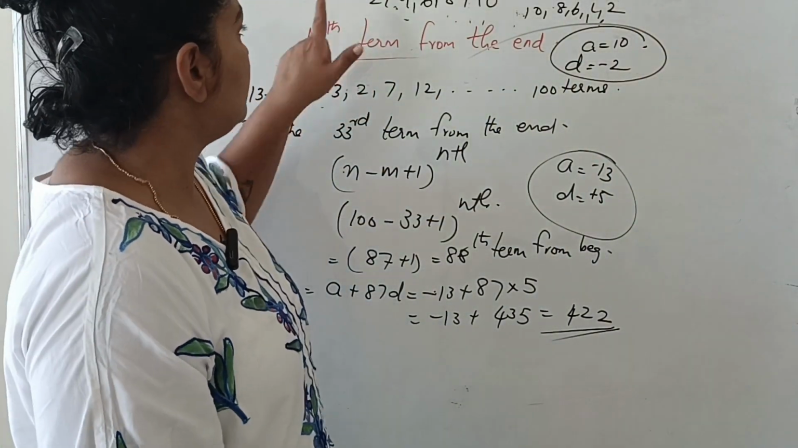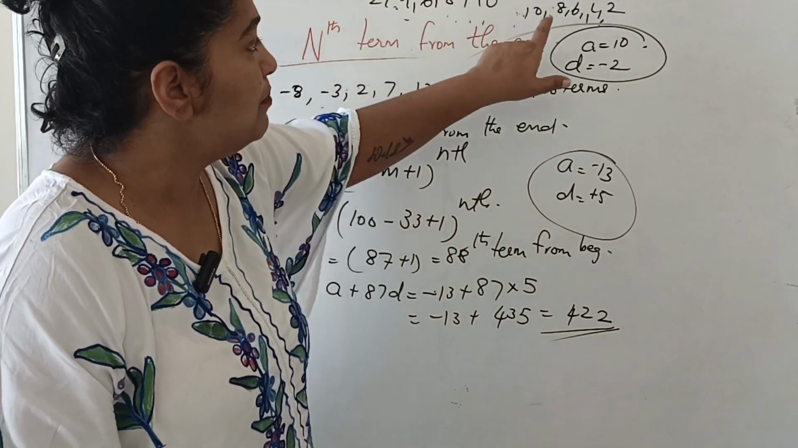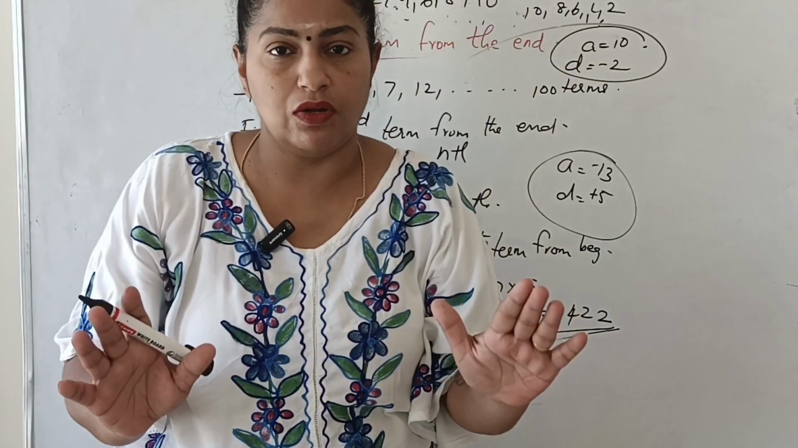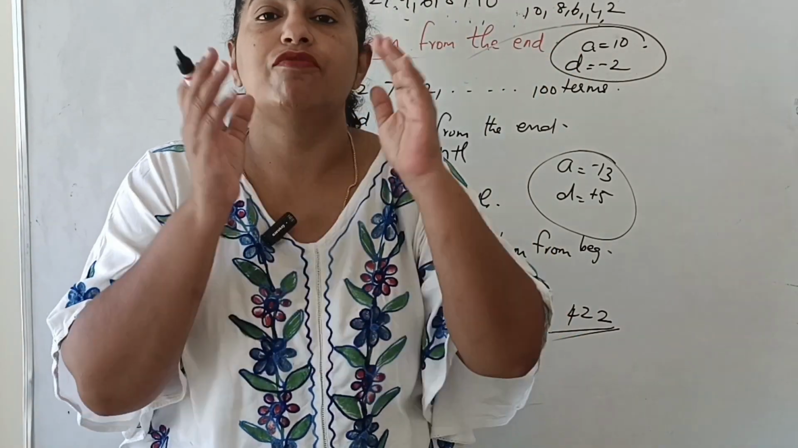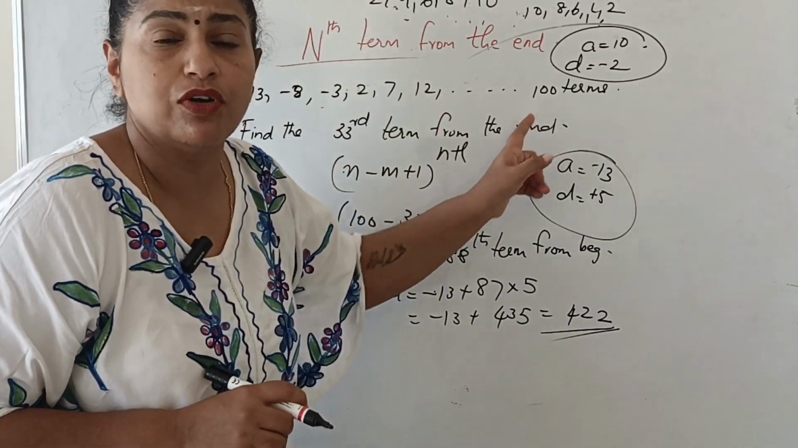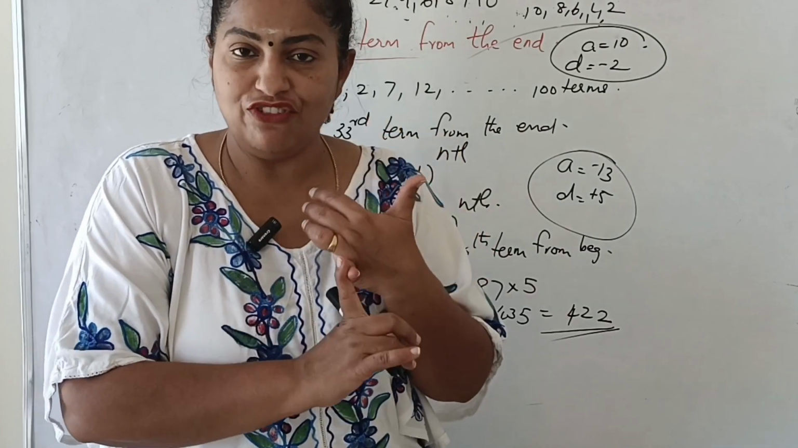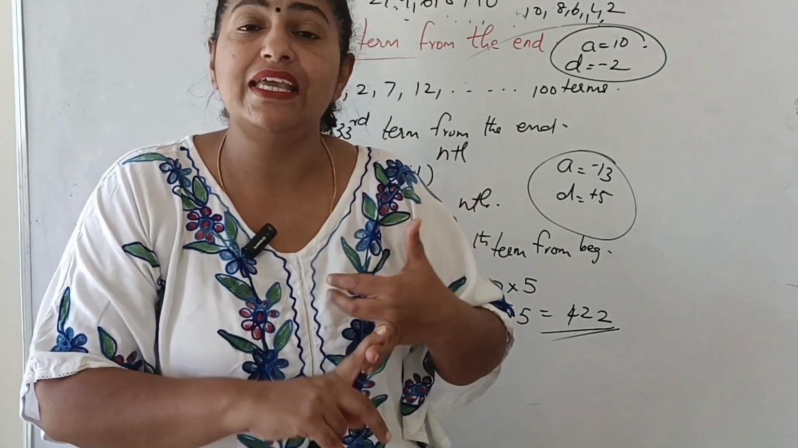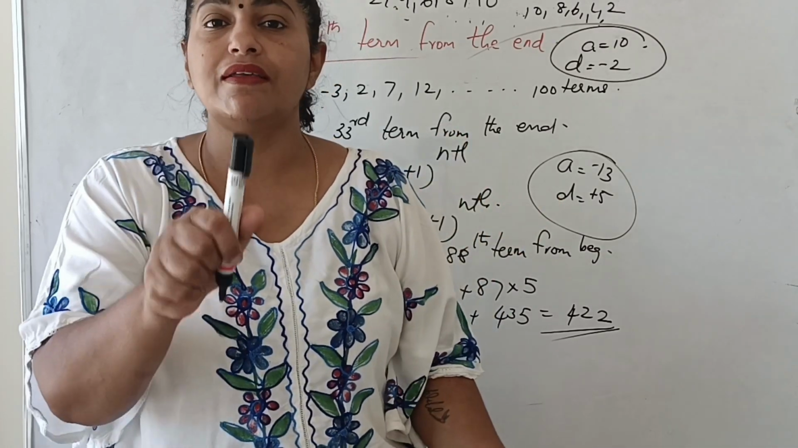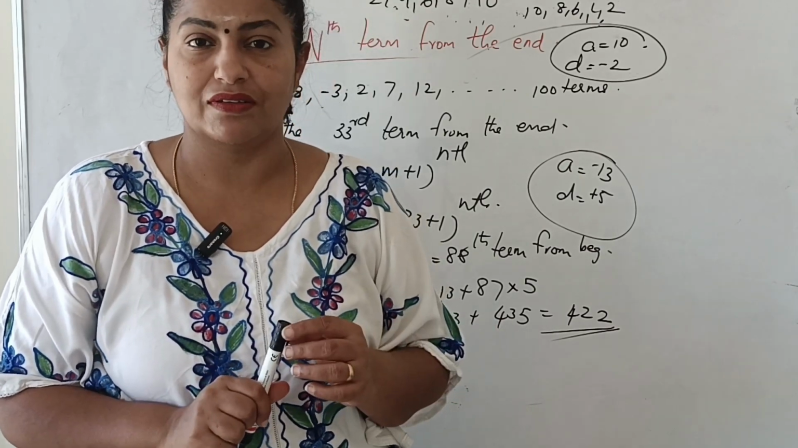Correct. Now, in this case, the second term from the end becomes the second term from the beginning when we are reversing the arithmetic progression, common logic. Okay. Similarly, if you want to find the 33rd term from the end of this particular arithmetic progression, all you have to do is reverse the arithmetic progression, accordingly change the value of A and D, and find the 33rd term as usual from the beginning. Now let us apply that particular approach and see if we are getting the same answer.